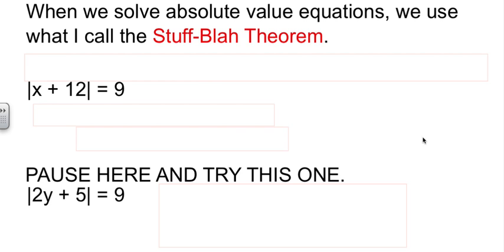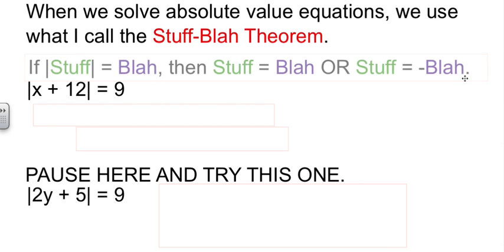So onward we go to absolute value equations, and when we're going to solve an absolute value equation, we use what I just made up a few years back, I call it the Stuff-Blah theorem. It sounds funny, so you're more likely to remember it when we talk about doing the stuffs and the blahs, and it'll stick in your mind a little better usually.